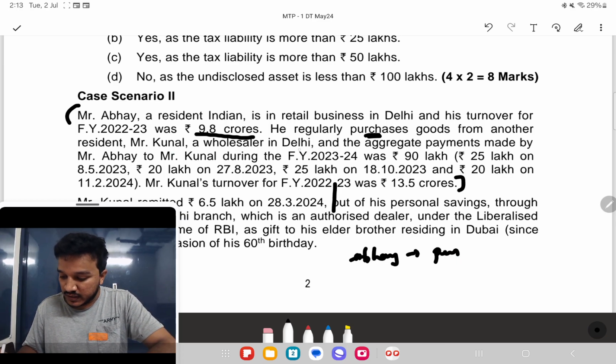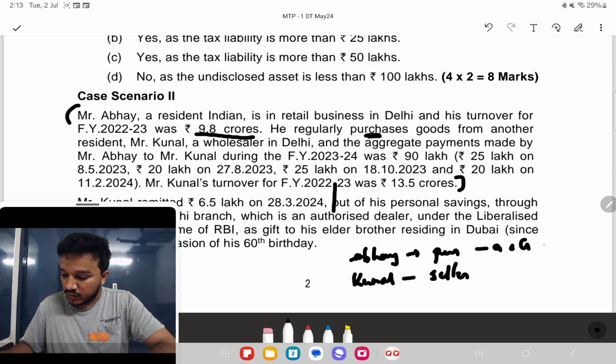Mr. Kunal, a wholesaler in Delhi, and the aggregate payments made by Mr. Abhay to Kunal during the financial year is 90 lakhs. Kunal is the seller. Abhay's turnover is 9.8 crores, so 194Q is not applicable since it is less than 10 crores.